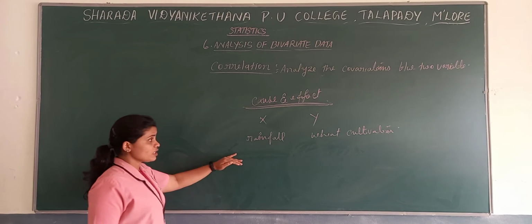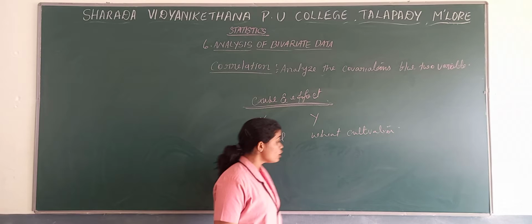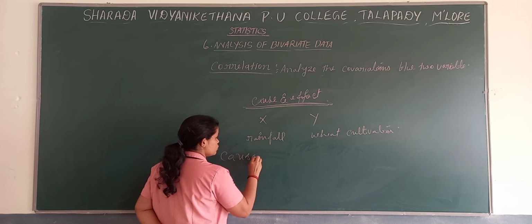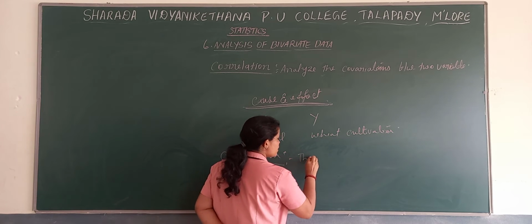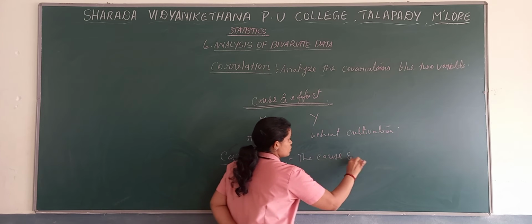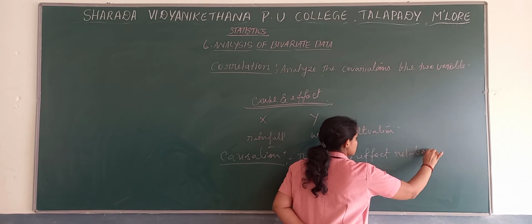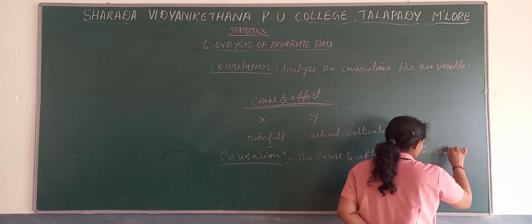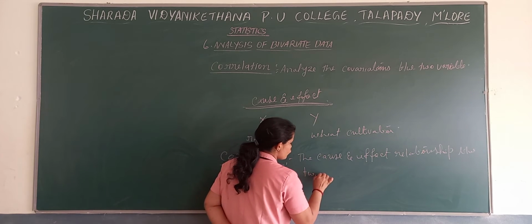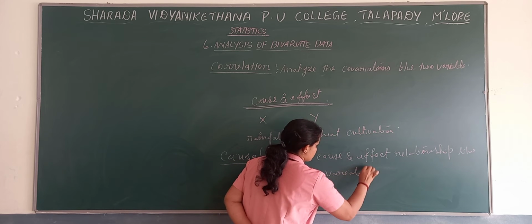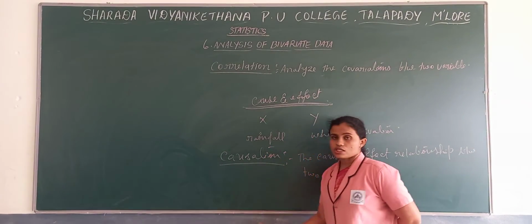Now this cause and effect relationship between two variables is called causation. It is a 1 mark question. What is causation? The cause and effect relationship between two variables is called causation.